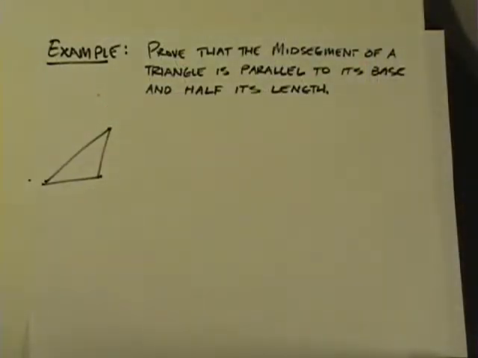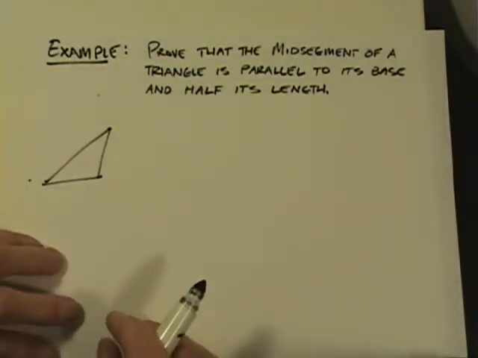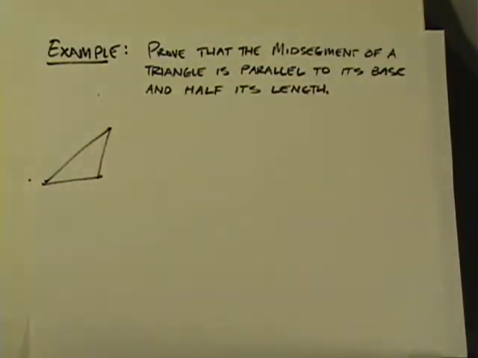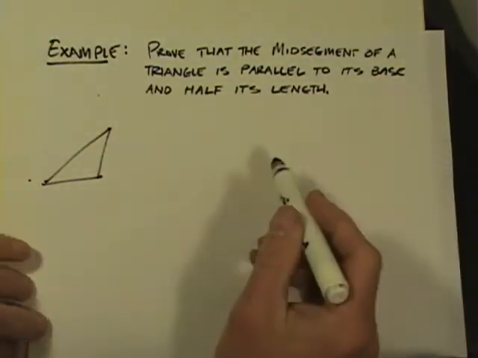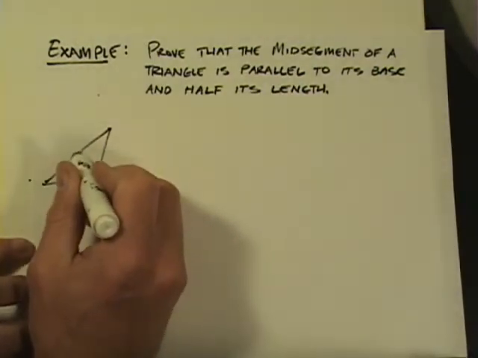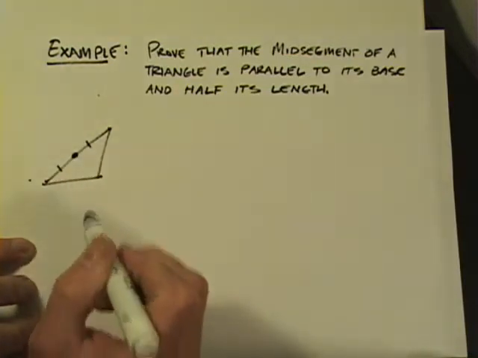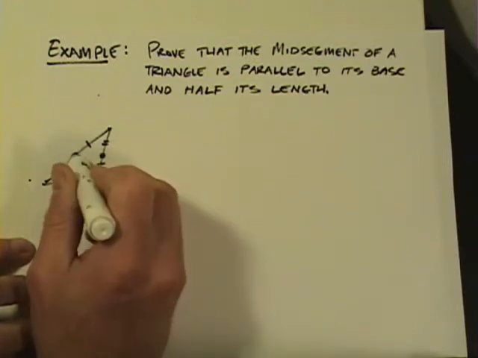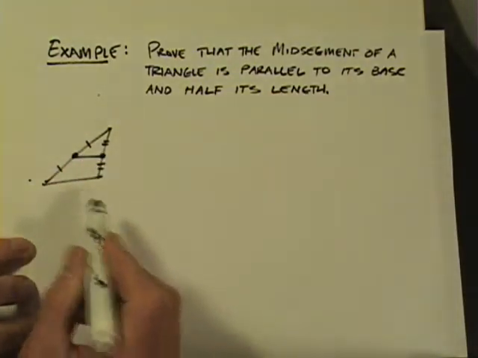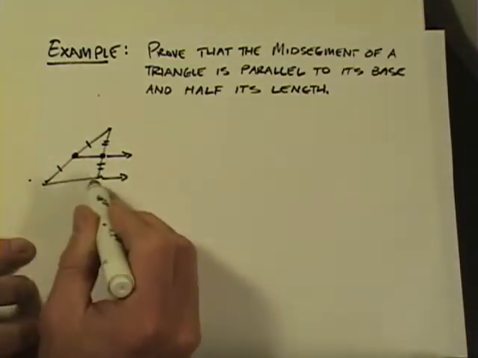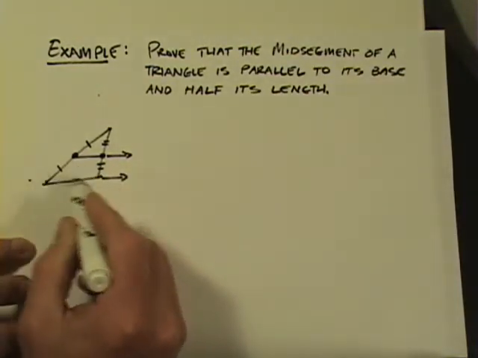Okay, I've faded back in. Here I am doing an example similar to what you'll be asked to do in the book, and that is just prove that the mid-segment of a triangle is parallel to its base and half its length. Well, a mid-segment is a segment that goes from a midpoint of one side, so that's the midpoint we'll say, and is connected to the midpoint of another side, say that one. That is the mid-segment of a triangle, and we're going to try to prove that it's parallel to this base, and that this length here is half the length of that base.